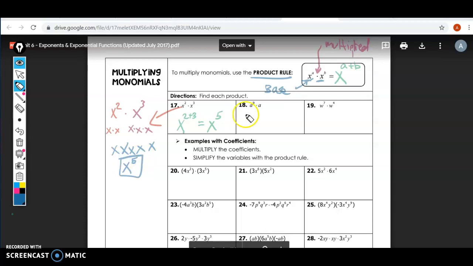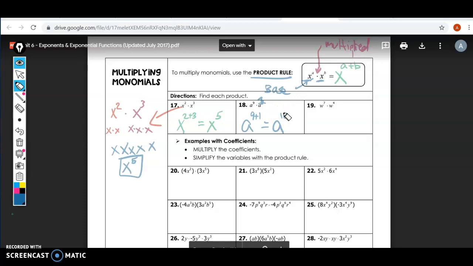Number 18, we have a to the 9th times a. Since there's no exponent here, don't say it's 0. There is an exponent of 1. A to the 9th plus the 1 makes a to the 10th.